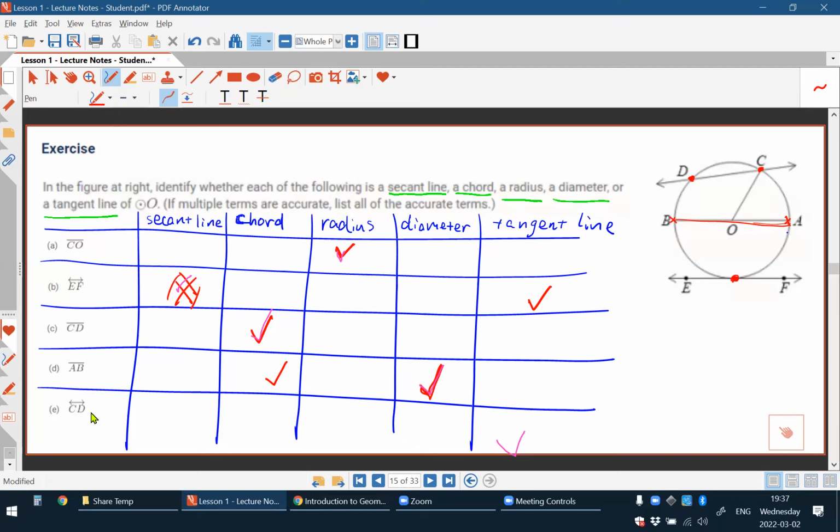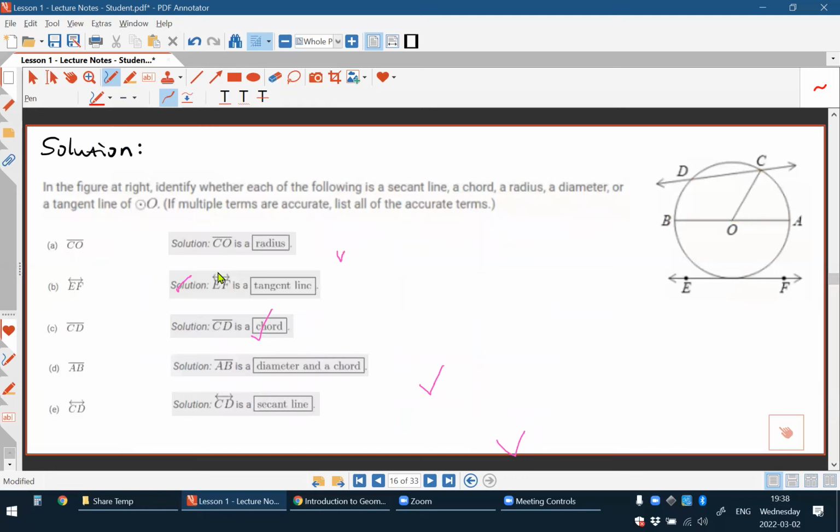Okay, next one is a line, right? Line CD. So line CD intersects this circle at two intersection points, C and D. So this line is a secant line, not a tangent line. I think you confuse the concept between secant and tangent. So this is the secant line. Any questions? No. Okay, then let's see the next one. And you can also check the solution after this class on the slides, okay?